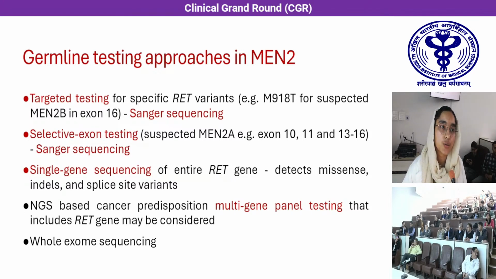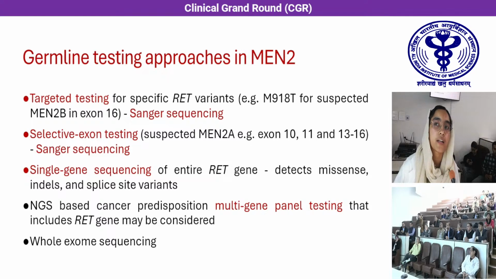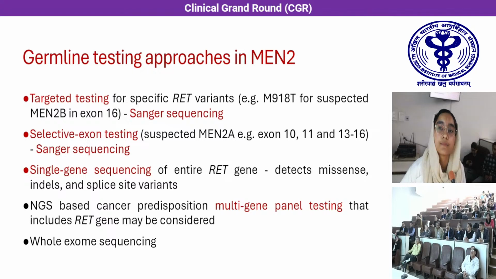MEN2 occurs due to disease-causing variants in the RET proto-oncogene. It's a proto-oncogene, and the pathomechanism is gain of function variants. So most of the variants are missense in nature. We can either go with targeted testing for specific RET variants. For example, if we have a clinical suspicion of MEN2B, we can directly go with single sequencing of exon 16 for the targeted M918T variant.